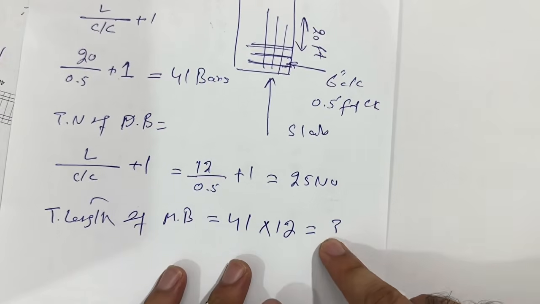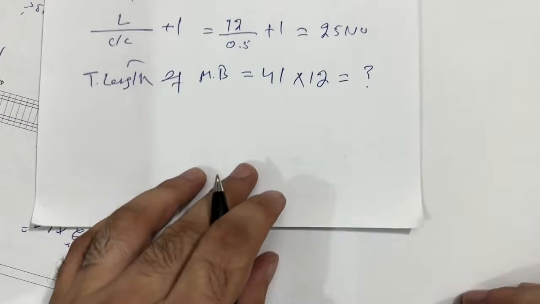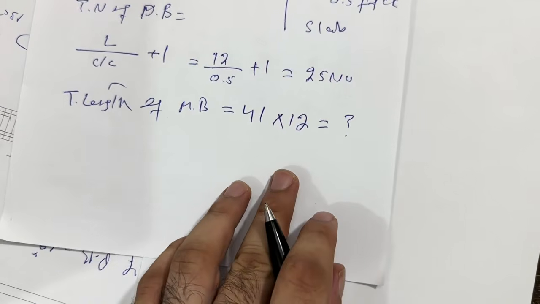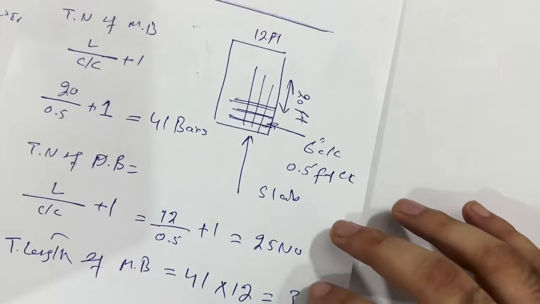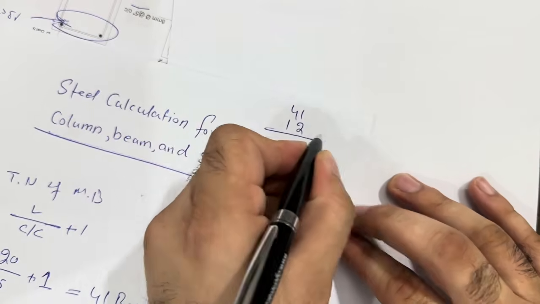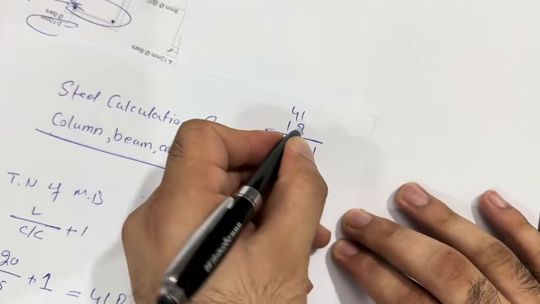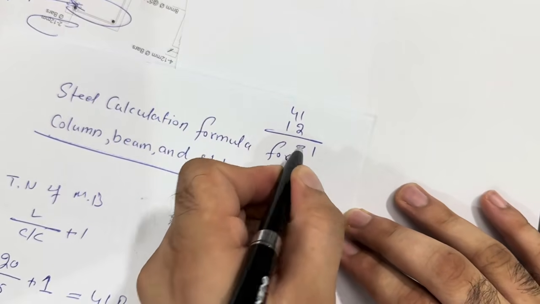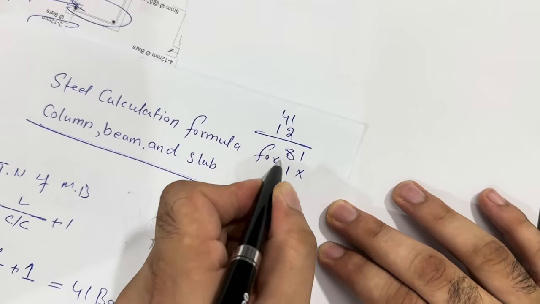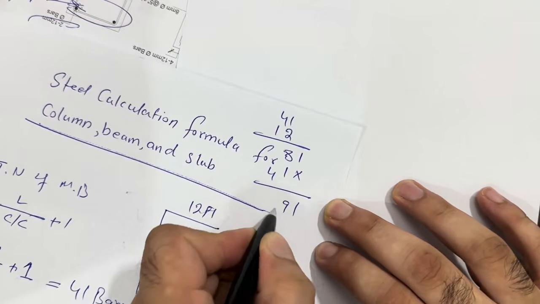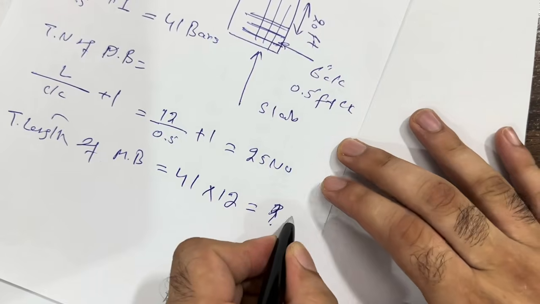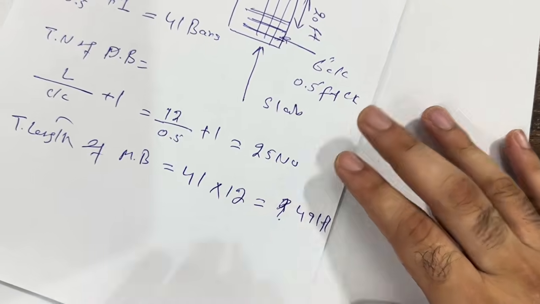So for the total length, how can you find the weight of steel? This is my point. Let me do the calculation. Let me multiply 41 by 12. 2 times 1 is 2, 2 fours are 8, and then 1 and 4 makes 1 9 4. So we required a total length of steel of 491 feet. So this is the length for the main bars.